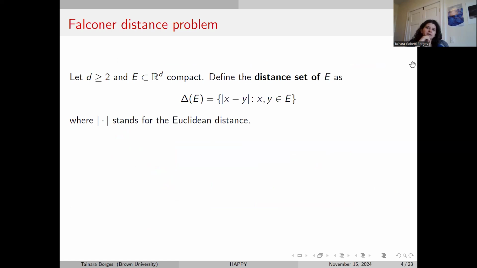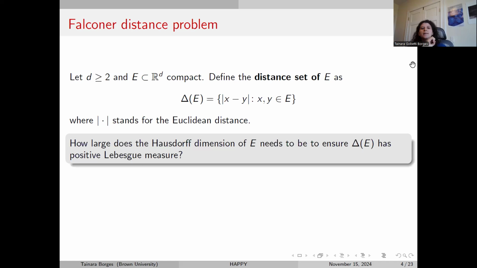So I'm going to start by defining what the distance set of E is. Let's set this up. You are in dimension at least 2. You take your compact set E in R^d. The distance set of E should capture all of the distances that are attained by pairs of points in E. This notion of distance here is just using the usual Euclidean distance in the setting that we're looking at.